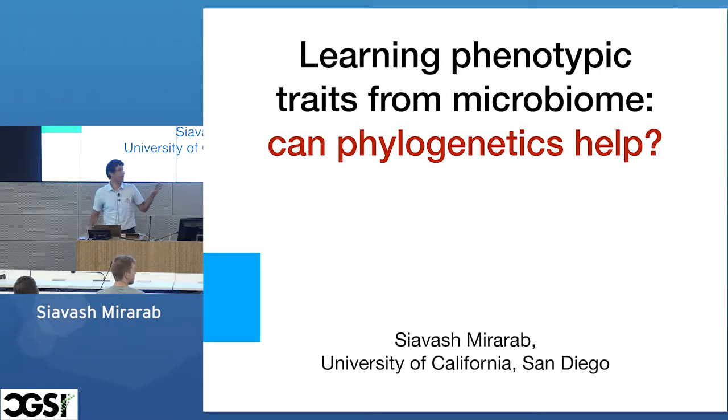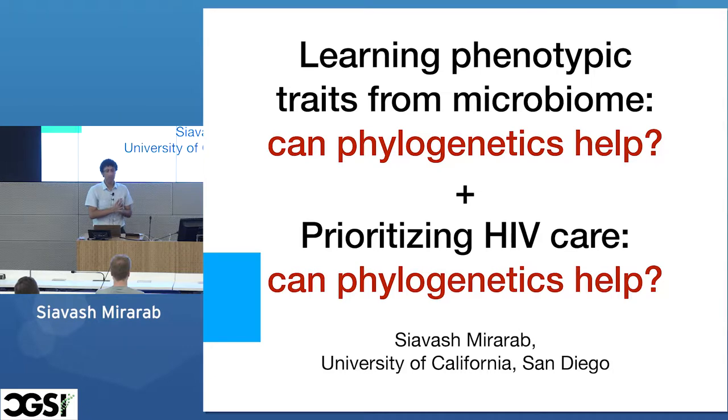And at the time, we were working on a project with this goal, trying to use phylogenetics to help with learning of phenotype from microbiome. And the project was unfinished, so instead of saying phylogenetics helps learning phenotypic traits, I just put a question mark because I did not know what the answer was going to be, and we are going to learn all together. If I have time at the end, I'll also talk a little bit about another project we have with a similar theme, this time for HIV care instead of microbiome.